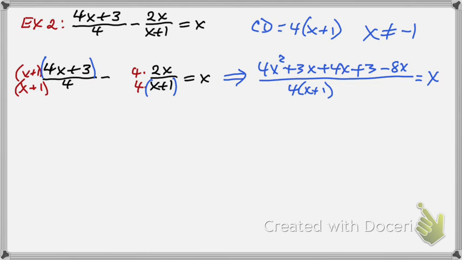When I do that, and then FOIL the top, I get 4x squared plus 3x plus 4x plus 3 minus 8x. That just comes from foiling the x plus 1 with the 4x plus 3, and then multiplying 4 times 2x. Now notice that second fraction is a negative, so that's why the 8x is negative 8x. I combine like terms and I get to here.